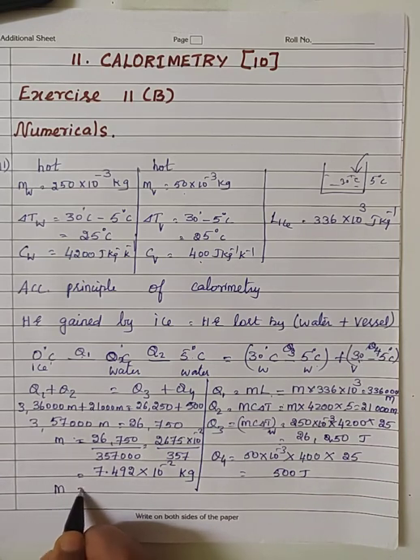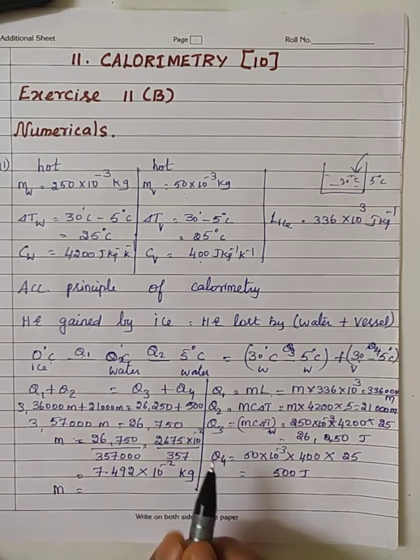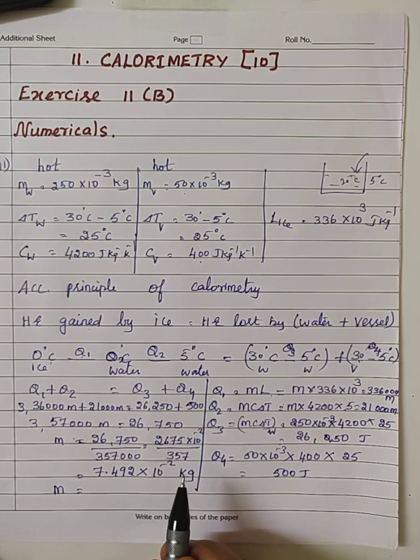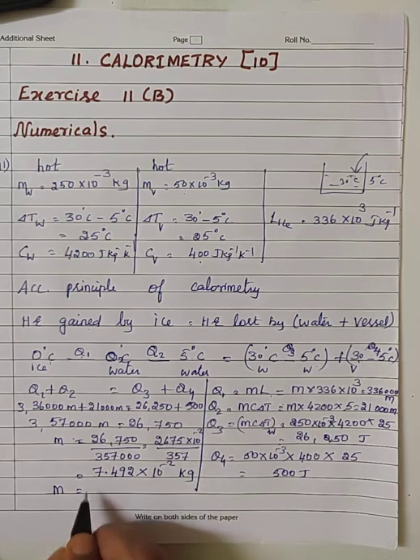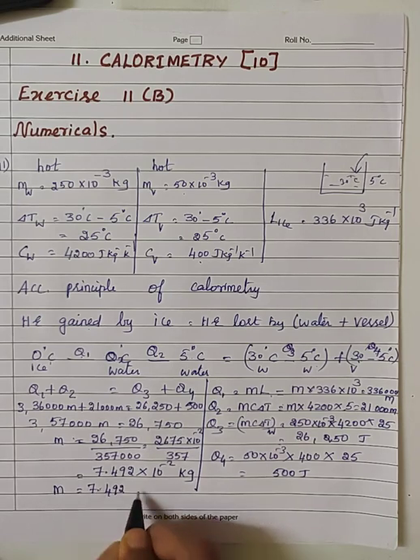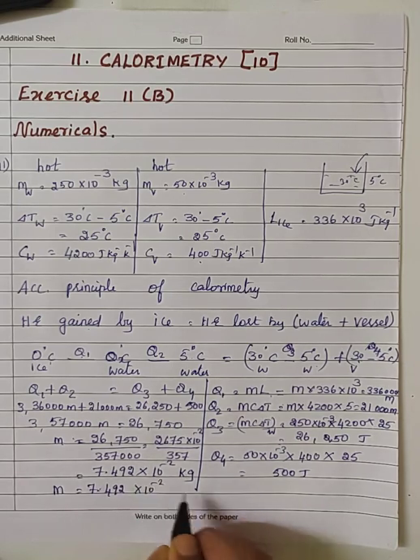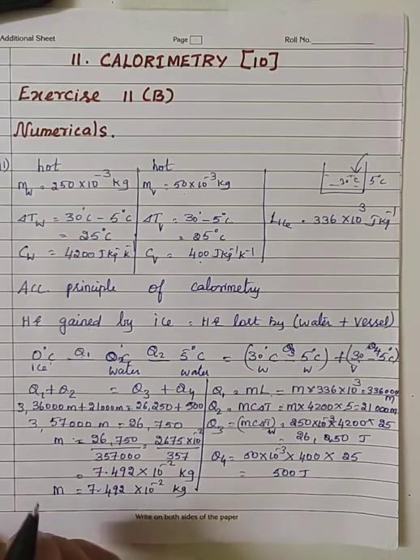So the mass of ice needed to bring down the temperature of water and the vessel from 30 degrees Celsius to 5 degrees Celsius is 7.492 into 10 power minus 2 kilogram of ice.